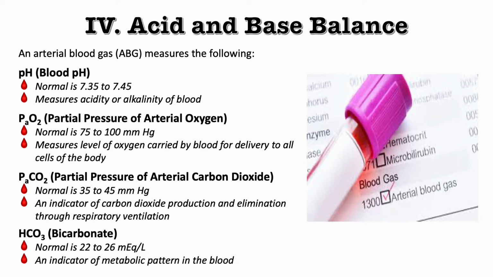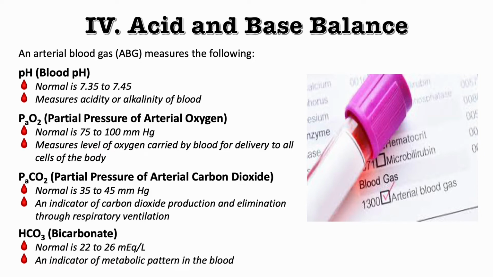Next is acid-base balance. Acid-base disturbances are commonly encountered in clinical practice, and identification of the specific acid-base imbalance is important in identifying the underlying cause of the disorder and determining appropriate treatment. An arterial blood gas test or an ABG is valuable in diagnosing acid-base imbalances.